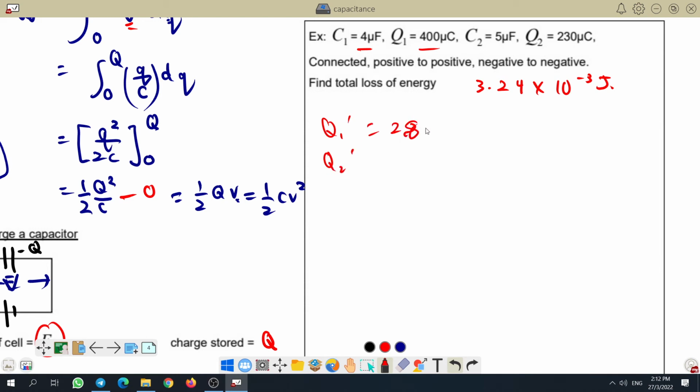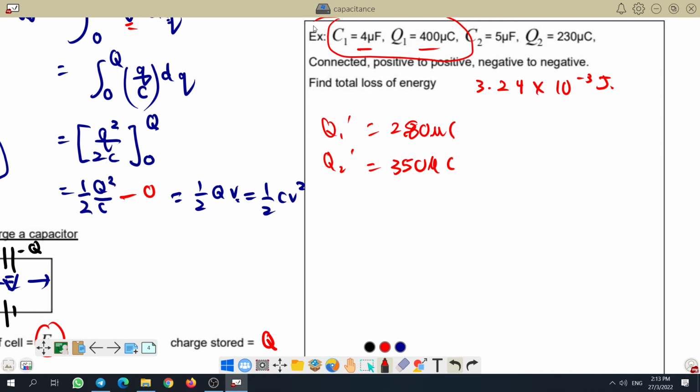280 microcoulomb, 150. Okay, next part is actually easy, but just jangan tak ambil benda yang salah. Right? Sebab initial kita ada C dengan Q saja, kita tiada V. Yang kamu cari V itu ialah V final, so jangan guna itu. Instead use Q square per C dan jumlahkan untuk initial. Final boleh guna yang V.